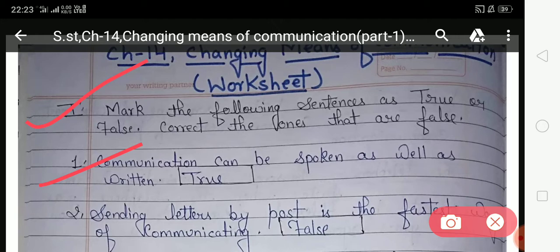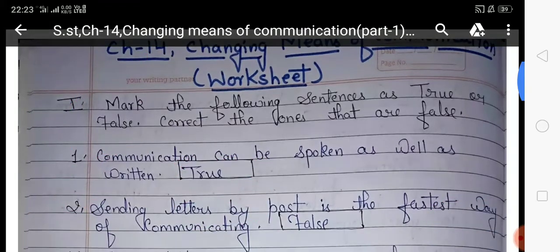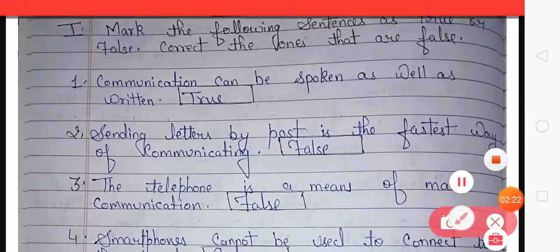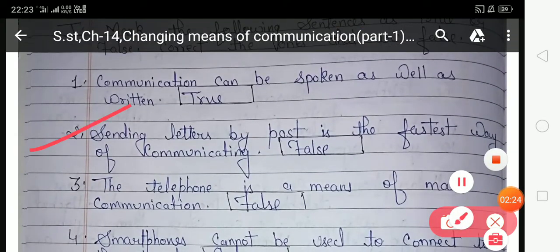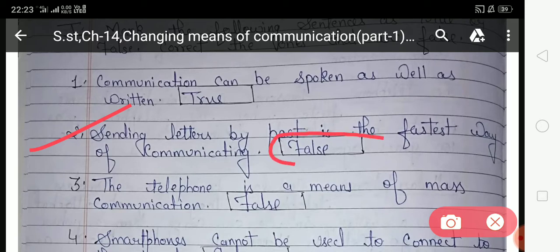Right. So you have to write true in the given box, and here true is already written. Now look at the second number. Sending letters by post is the fastest way of communicating. Is this statement right or wrong? This statement is wrong, and you have to write false in the given box.